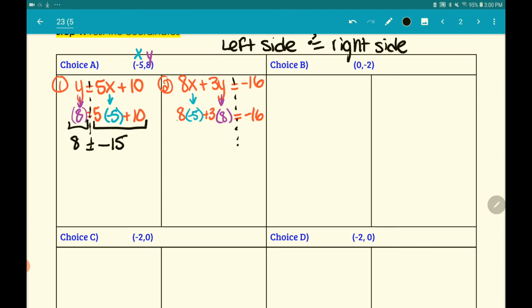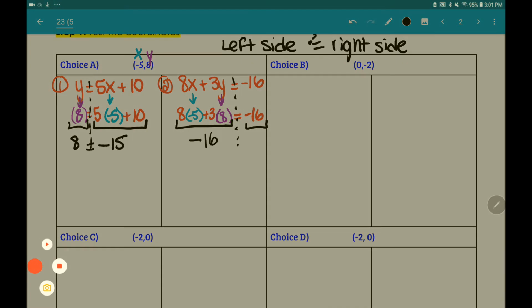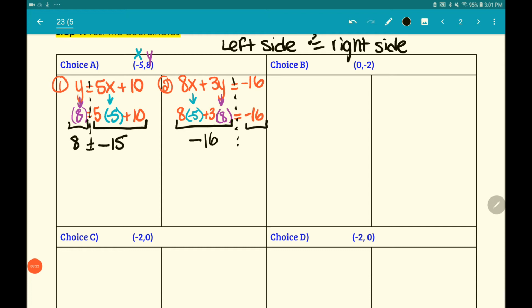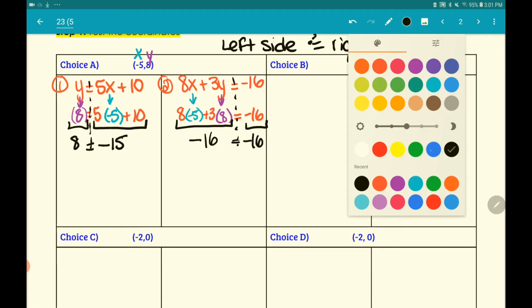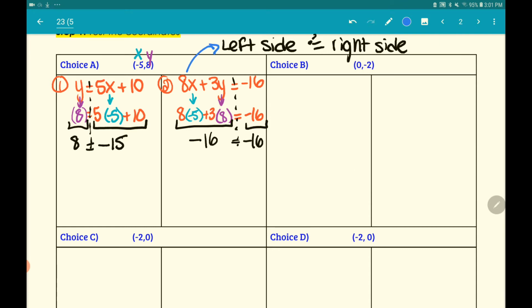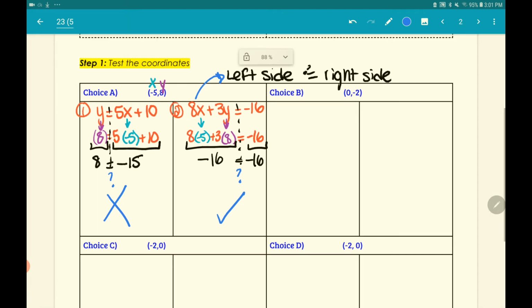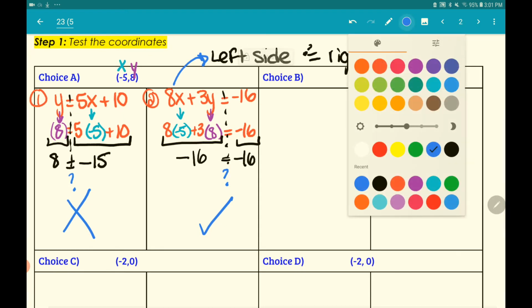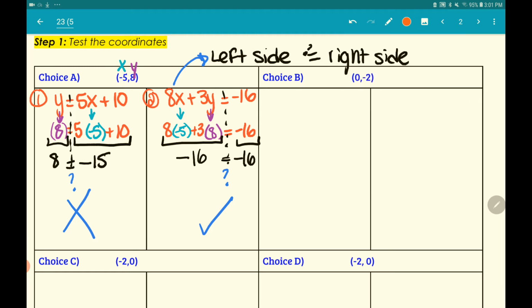Let's simplify equation 2. Left side and the right side. All right, so when I plug that in my calculator, I got negative 16, and this is equal to negative 16. So now we ask ourselves the question, does my left side equal my right side? All right, equation 1 does not work. Equation 2 does. All right, let's keep testing our points. We'll write our conclusion at the very end.